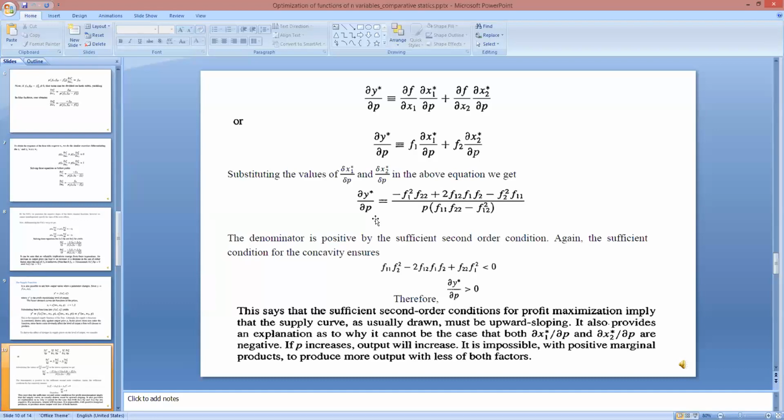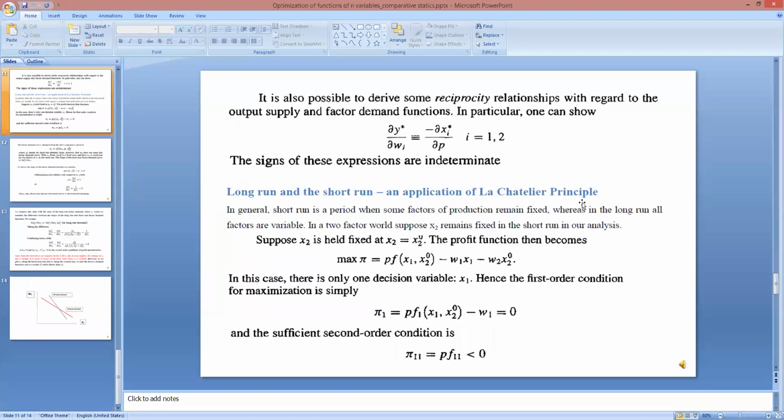So actually, the signs of both the numerator and the denominator will ultimately be determined by the second order conditions. Second order conditions will ensure the positivity of this entire expression, del y star by del p. So this is all about this thing. Now, as I mentioned, you can also derive del y star by del w1, and you can also derive del y star by del w2.